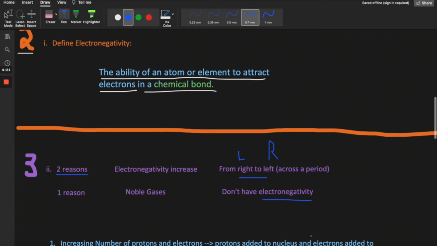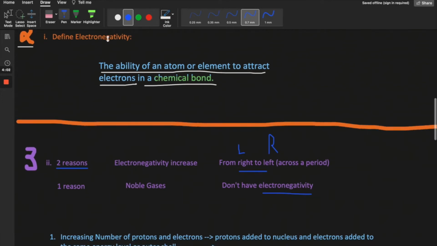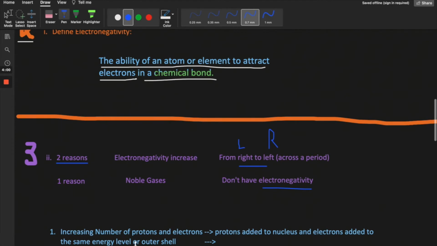To start answering our question, we said that the atomic number of elements increases across the periods from left to right on the periodic table. This means that the number of protons and electrons in an element increases. The protons are added to the nucleus and the electrons are added to the outermost energy level or outer shell. This also means that the energy levels between the nucleus and the outer shell are not affected, they stay the same. All the electrons in these levels are known as shielding electrons.